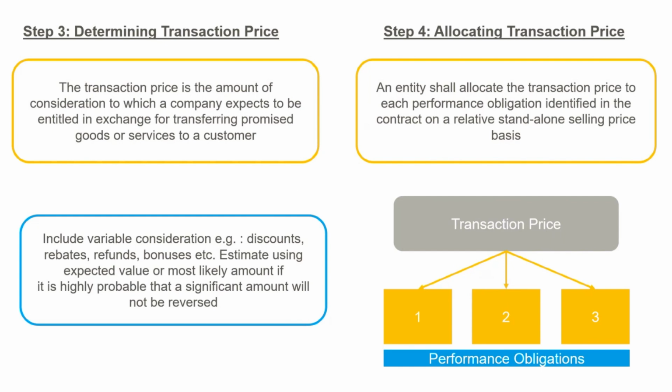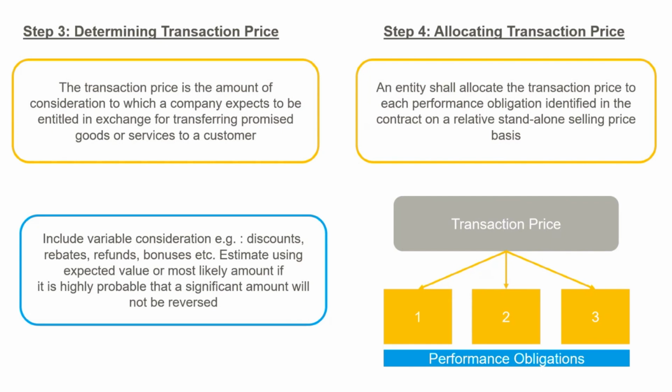If the variable consideration changes due to new information, the adjustment is treated as a change in the transaction price and allocated to performance obligations accordingly. If the adjustment relates to previously satisfied performance obligations, it is recognized as revenue in the period of change. Additional disclosure is required when there is variable consideration, including any significant judgments made. That's step 3, determining the transaction price.